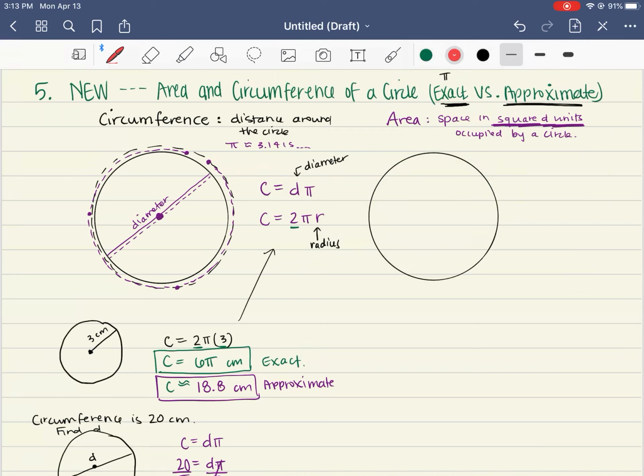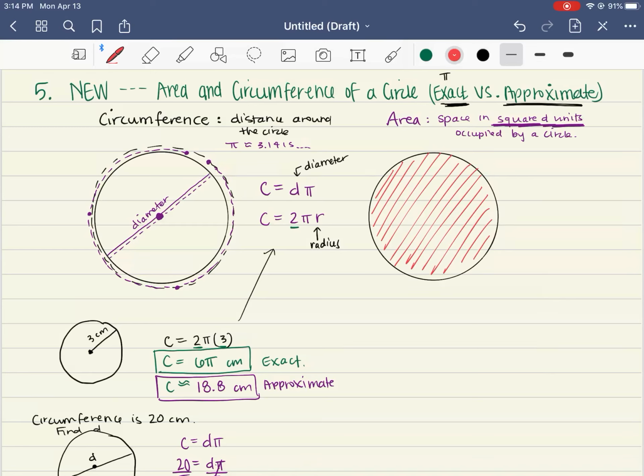So let's choose another color here. We're talking how much area is covered by this circle. Okay, and our answer always comes out in square units. So you can tell when something is written out in area because you're looking at squared units. And the equation is easier to remember if we understand that as well. So area of a circle is related to the radius.